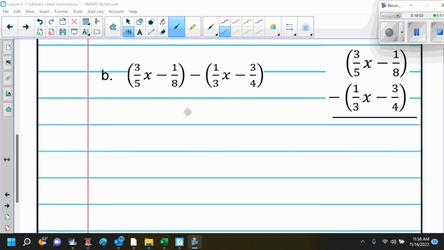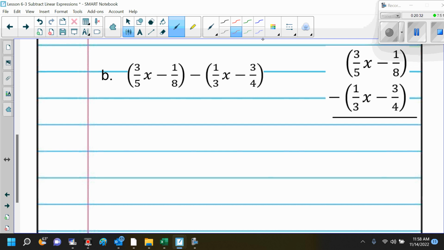All right, so here, you guys, we have a negative 3/5 x minus 1/8 minus 1/3 x minus 3/4. Okay? Now, with our like terms, you see we have the x terms and we have the constants. We have to get common denominators, right? So let's rewrite our common denominators. Now, we've got a 3/5 x and a 1/3 x. What's the common denominator with 5 and 3?